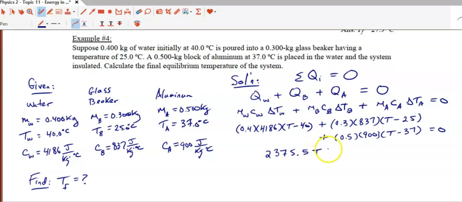Then I bring it over to the right side of the equation, and I get 89903.5, right? So now I just divide, and I get 37.8 degrees Celsius. And that's the final temperature of the whole water, beaker, and aluminum all together when they come to a final thermal equilibrium. Okay, hope that all makes sense.